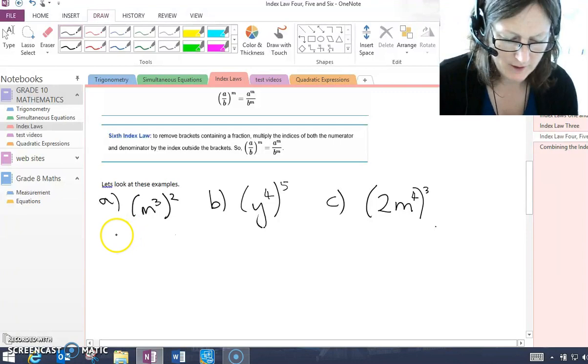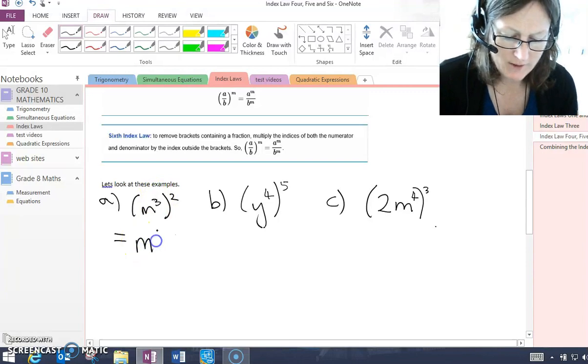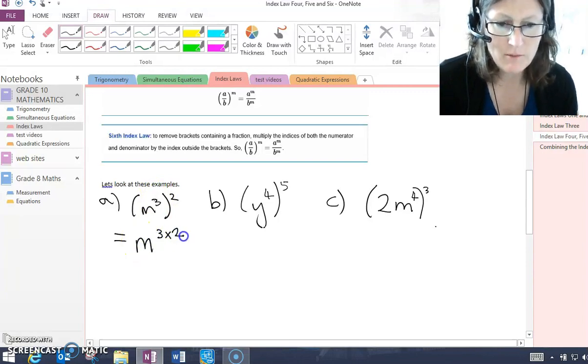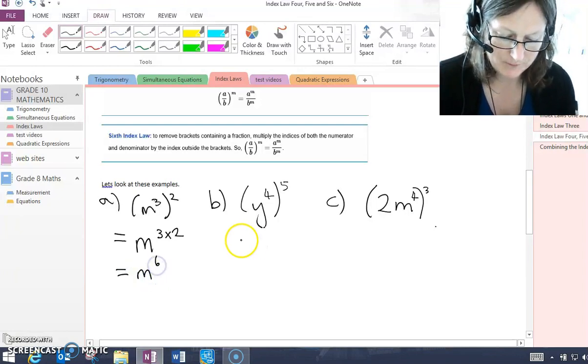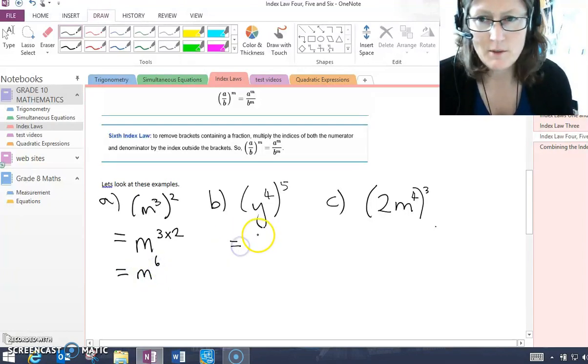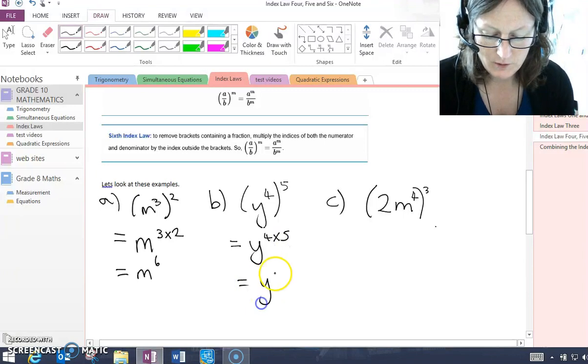So here, for example, we have a power raised to another power, so the indices are multiplied. So it's m to the power of 3 times 2, which is m to the power of 6. The next one, it's a power raised to a power, so the indices are multiplied. 4 times 5, so it's y to the power of 20.